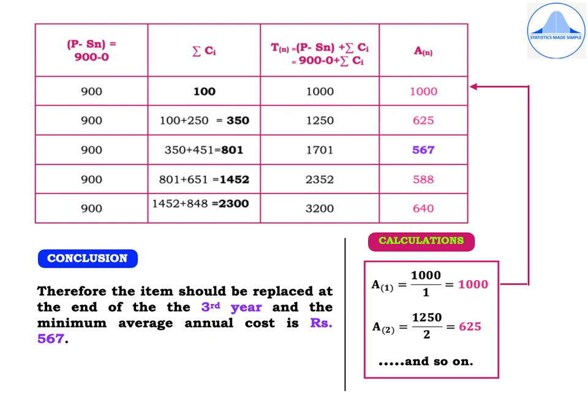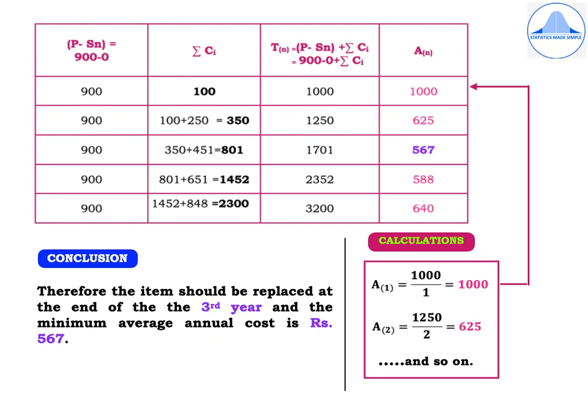So for the first year, the average annual cost will be 1000 divided by 1, which is 1000. Similarly, for the second year, the average annual cost is denoted by A2 and it will be 1250 divided by 2, which is 625. Similarly, for the third year, it will be 1701 divided by 3, which is 567. Then the next value is 2352 divided by 4, which is 588. And then we have 3200 divided by 5, which is 640.